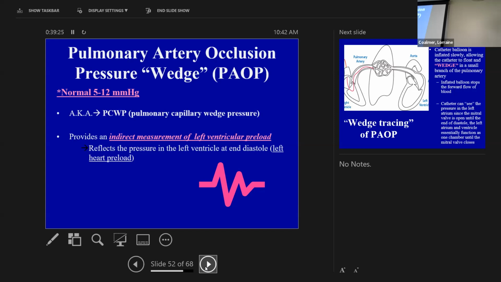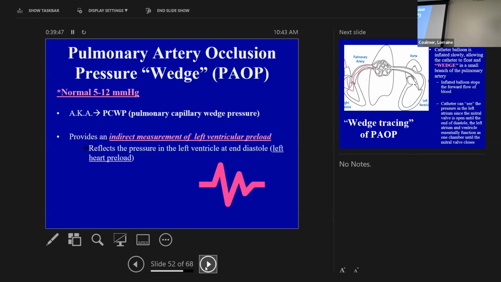Now we have to physically do something. So far, all we did was look up on the monitor. Now I gotta physically do something. You with me? So now I'm gonna inflate the balloon. And you say, well, Lorraine, what the hell are you doing that for? The wedge tells me what the left side of the heart is.